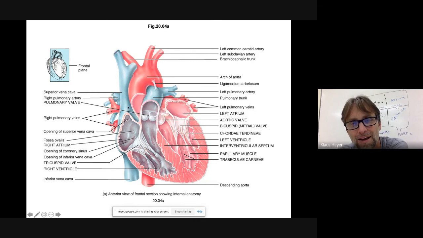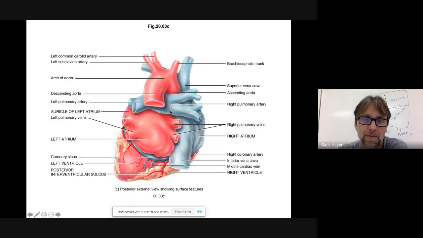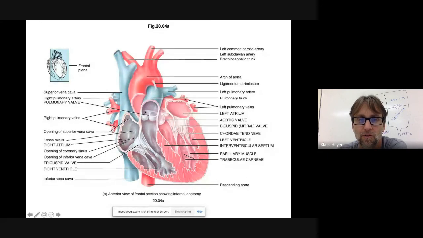They're coming behind the heart, and then they're going in here. I'll show you the back side. See, there they are. So those are coming behind the heart, and then they're just emptying here.